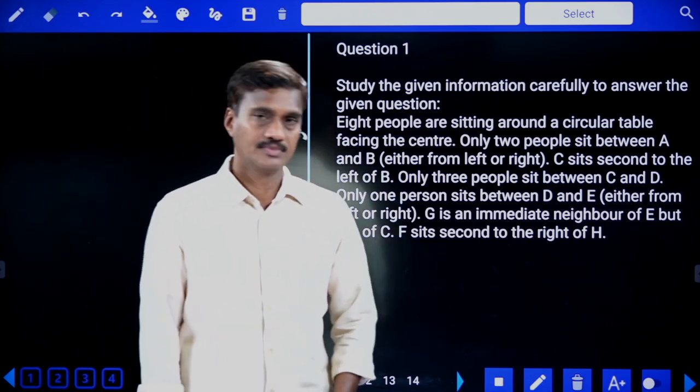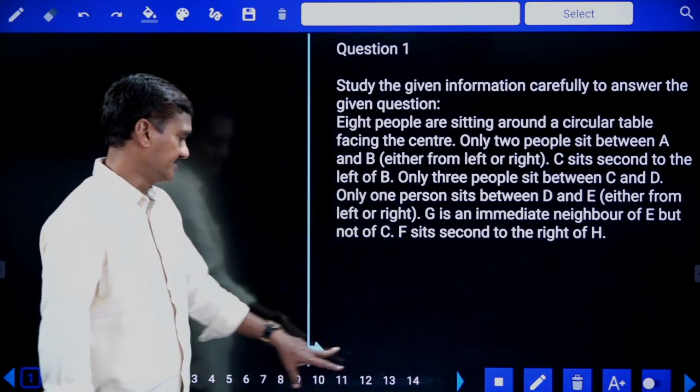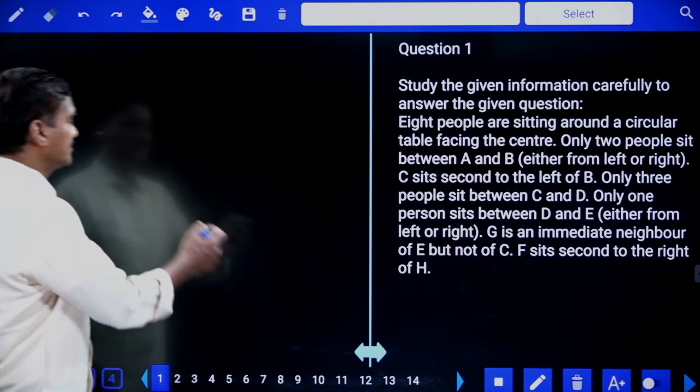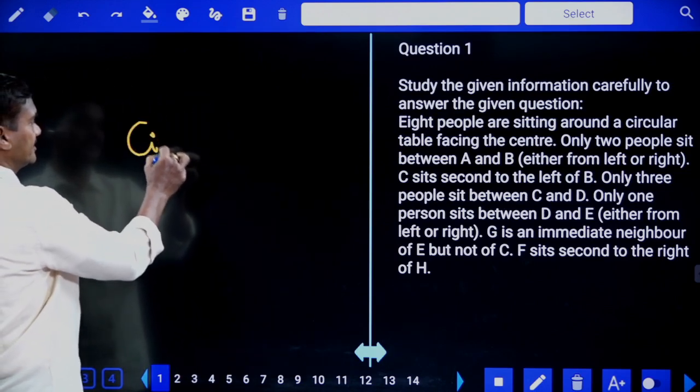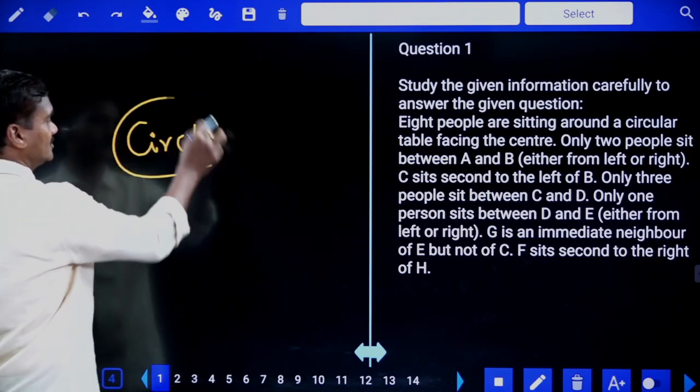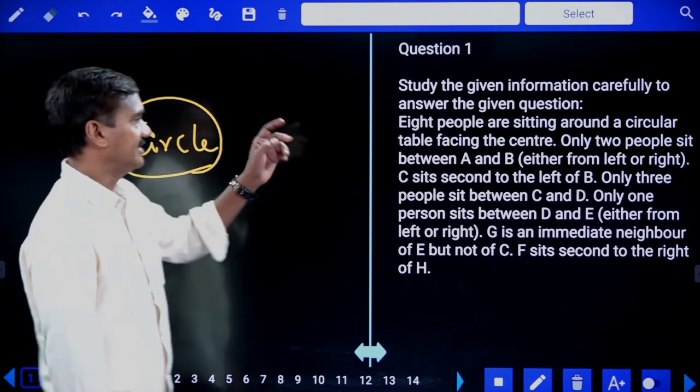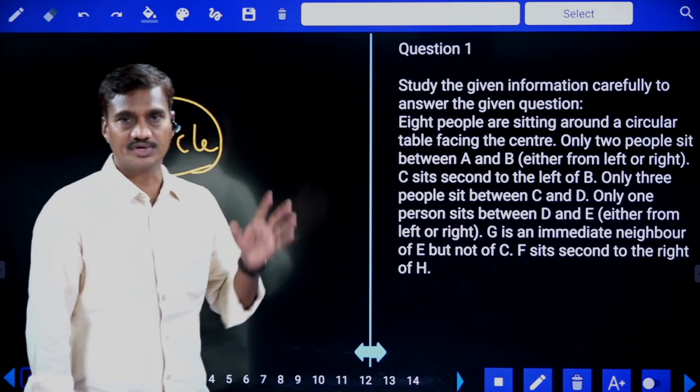Hello students, welcome to this session once again. Now in this session we are going to discuss the puzzles that are based on circular arrangement. In the previous session we had dealt only with row arrangement.